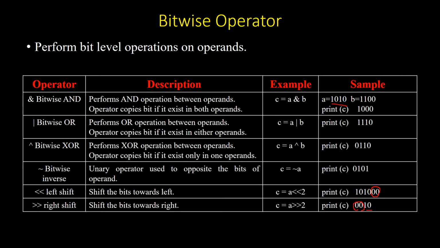For the bitwise inverse operator, for example the inverse of a, suppose it is 1010, we consider that for 1 it is 0, for 0 it is 1, for 1 it is 0, and for 0 it is 1. That is the inverse. So like this the bitwise operators are performed.